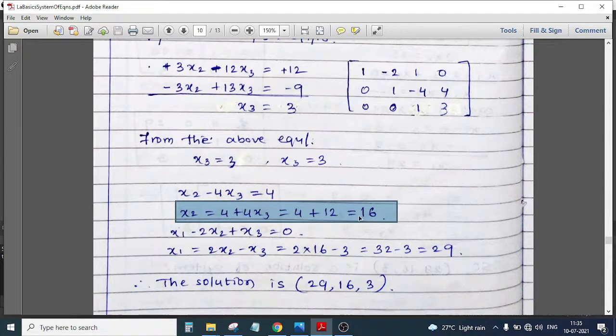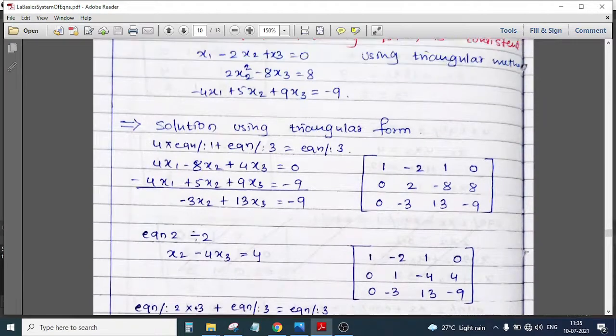What remains, friends? Only x1. So directly we can get x1 with the help of your x3 and x2. So x3 is 3, use the value of 3. x2 is 16, so 2 into 16 is 32. So 32 minus 3 is what now? 29. So therefore the answers you are getting are: x1 is 29, x2 is 16 and x3 is 3.